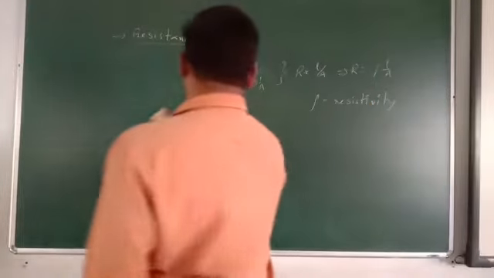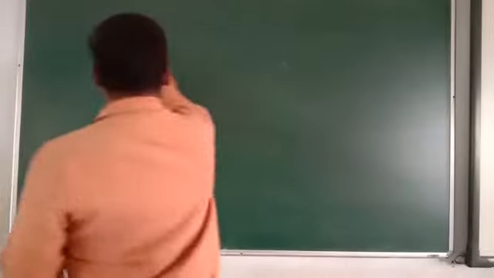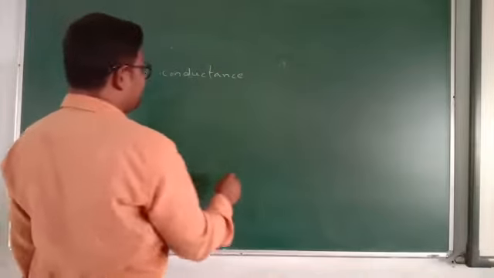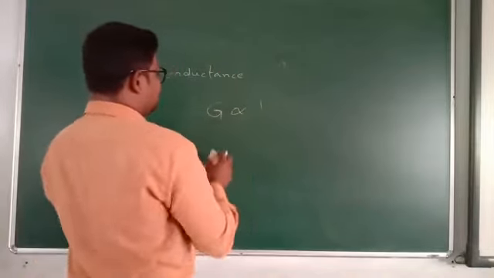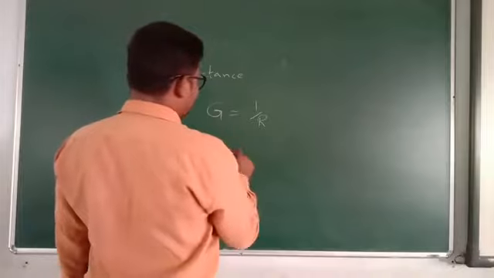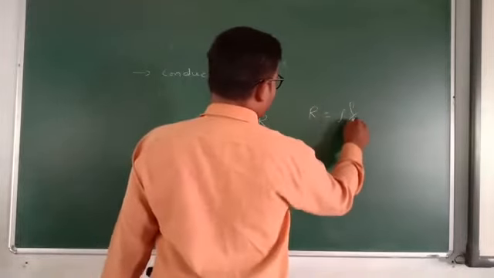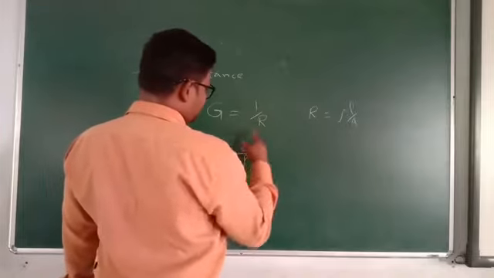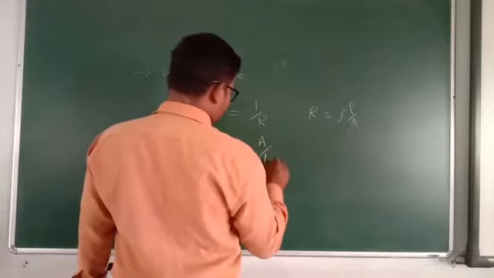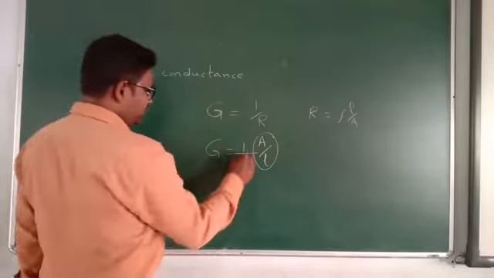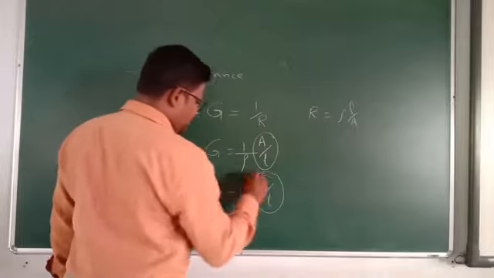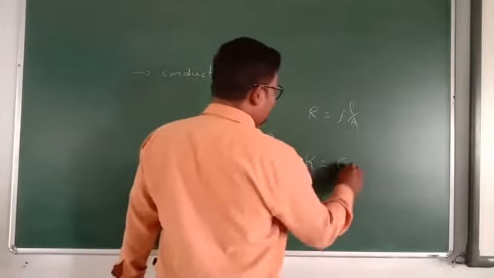Similarly, we discussed conductance. Conductance G is the reciprocal of resistance R. So G equals 1 by R, which is 1 by rho into L by A. Since R is in the denominator, it comes up: 1 by rho into A by L. So 1 by rho can be written as kappa, and G equals kappa A by L. Here kappa is called conductivity.